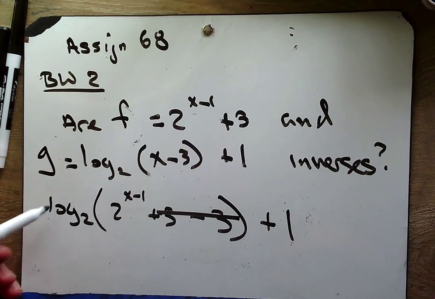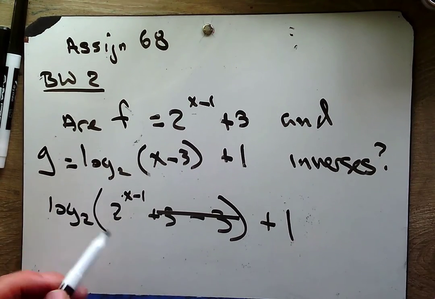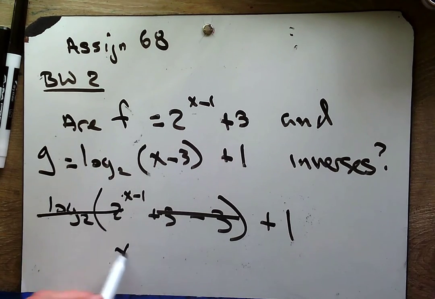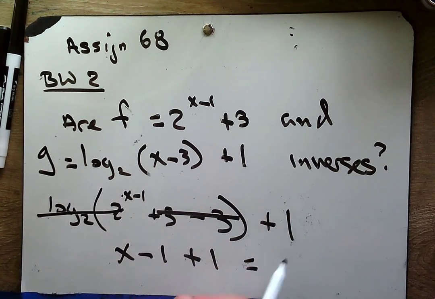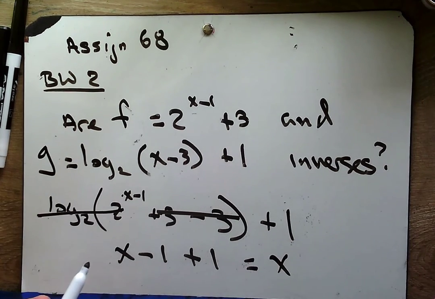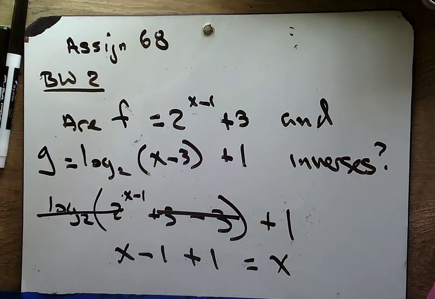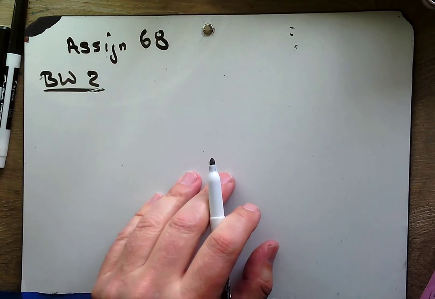And now I have log base 2 of 2 raised to the power of. They're going to be inverses and cancel each other out. So we're left with x minus 1 plus 1, or x. So yes, I can verify that these two are inverses of each other. Some people like to do this by graphing each of them and noticing that they reflect across the line y equals x. The points don't match up quite so well, so I'm a little less fond of that approach.